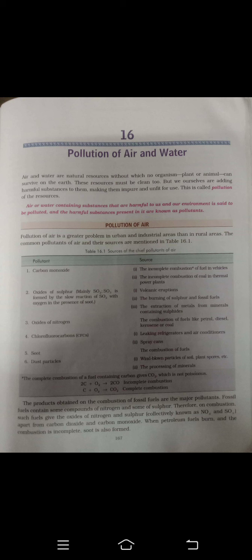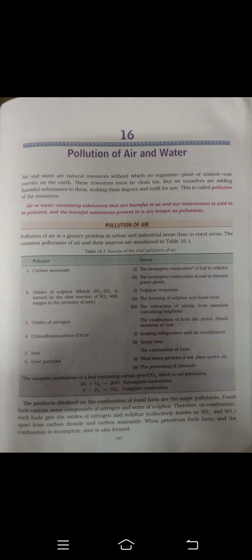Then chlorofluorocarbon, CFCs. Chlorofluorocarbon is mainly obtained from leaking refrigerators and air conditioners, and spray cans. Soot, that is wind blowing particles, from the soil and the plants. Even the dust particles you can find.